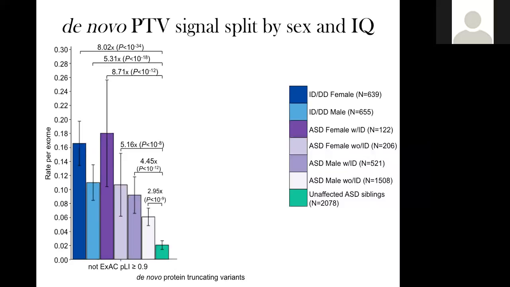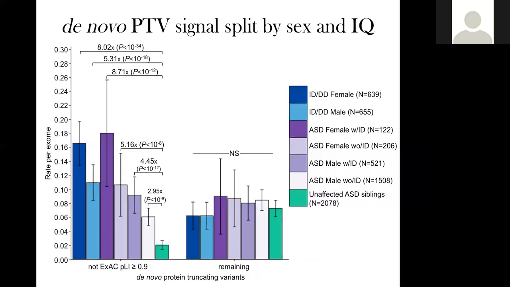And so if you compare the differences between females and males, or females with intellectual disability and females without intellectual disability, it's not significant. But you can see that there's this nice staircase pattern. And then for all the other de novo variants, we don't see any association there.